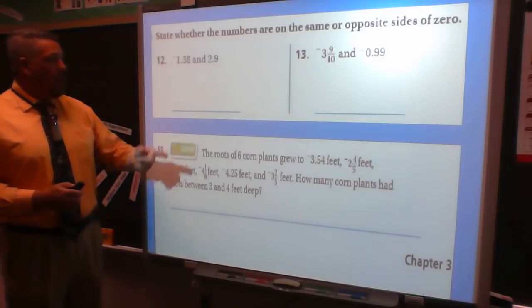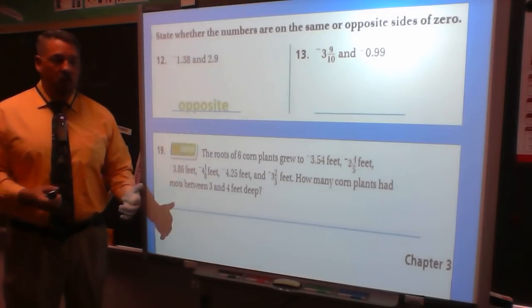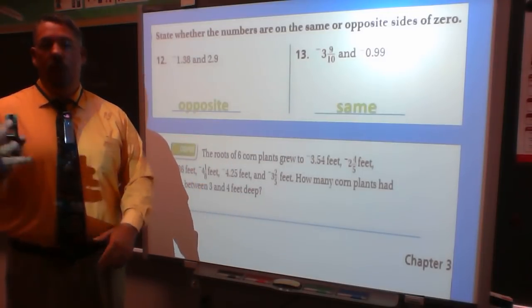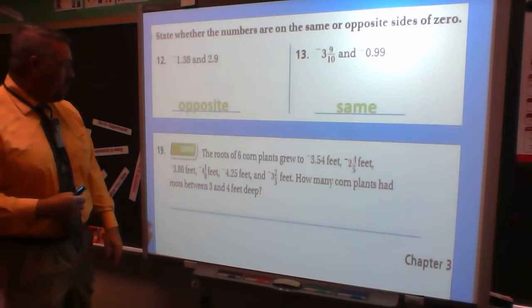Well, this is a negative and a positive. They're on opposite sides, right? And those are 2 negatives. They're on the same side. Those are easy. And I agree.